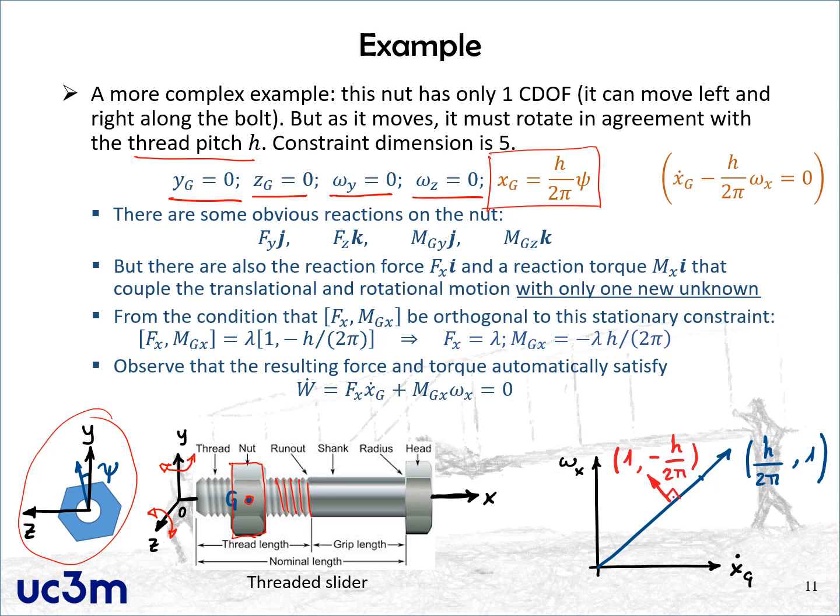Now, since it will be useful in a moment, let us take the derivative of this equation and write it like this over here. Observe that the derivative of psi is just our omega x, the angular velocity in the x direction.